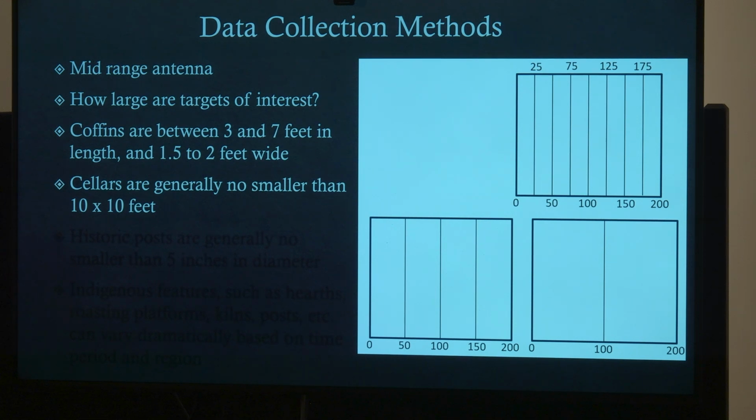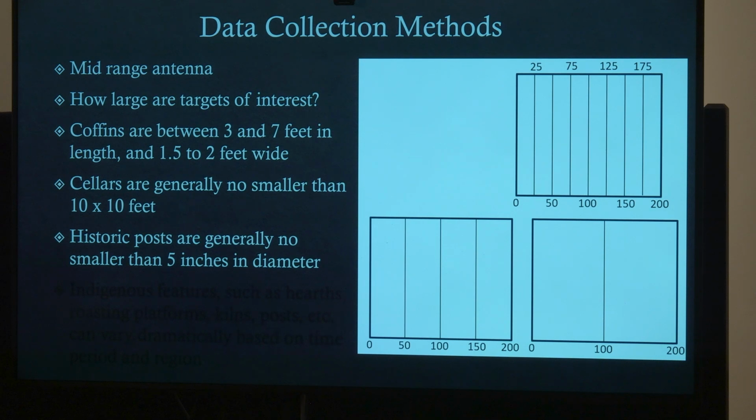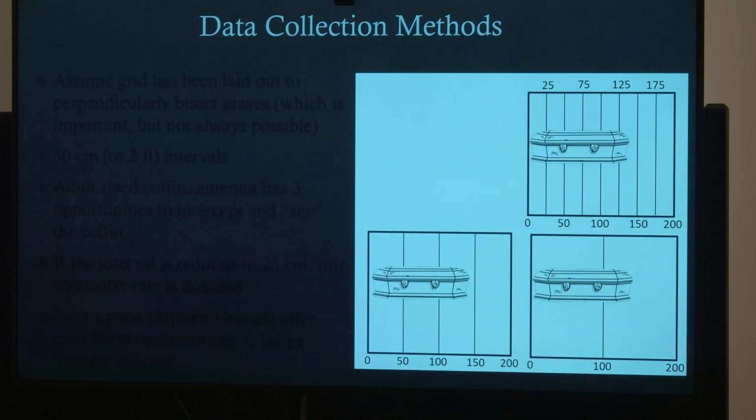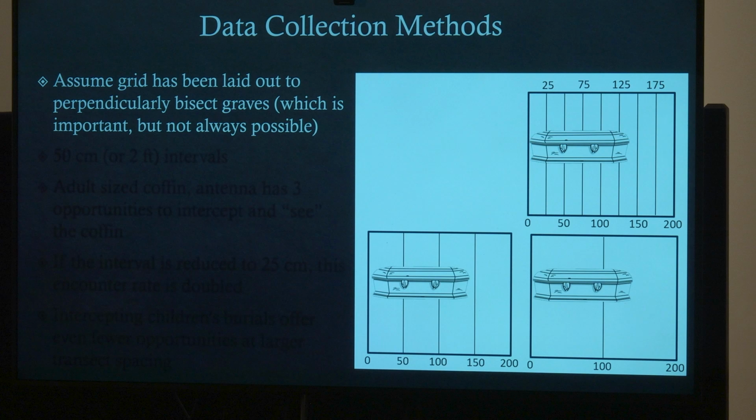Cellars are much bigger. 10 by 10 feet is usually the smallest. Posts for a house, or an indigenous house, are small. They're this big, right? Maybe this big. So if you're going to get those, you have to have a really tight interval. The same thing for other indigenous features, hearths, roasting platforms. Those are incredibly small sometimes, and so you have to have a really tight interval to be able to identify those. Again here, we're talking about coffins, so let's look at them.